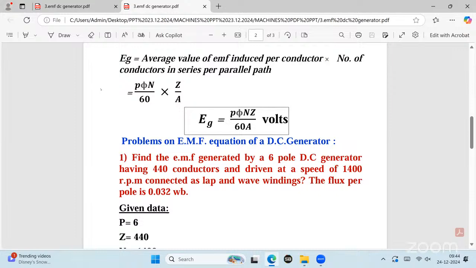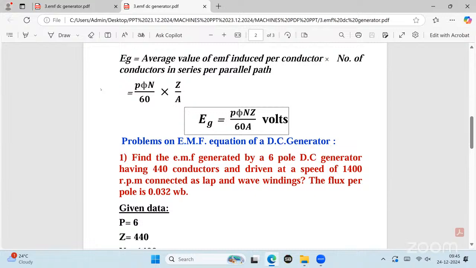Clear? Right. Third question comes under: derive the EMF equation of a DC generator. It is a 5 marks question. Clear? So what is the formula we have discussed today? EG is equal to P phi N Z by 60 A. This is the formula. We have to derive this one: derive the EMF equation of a DC generator.